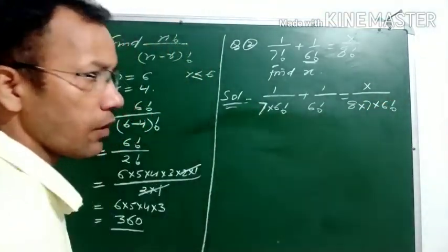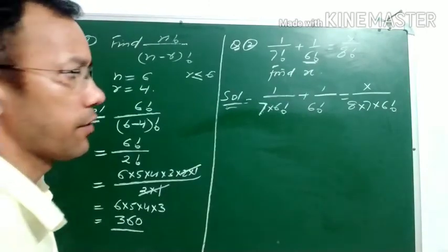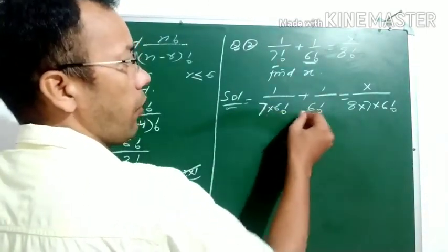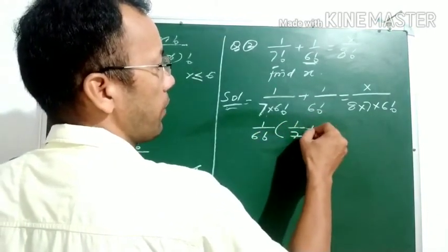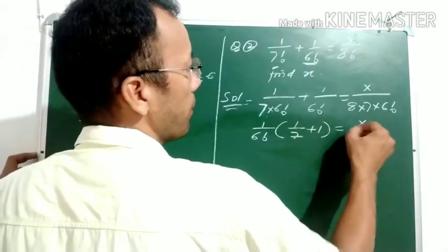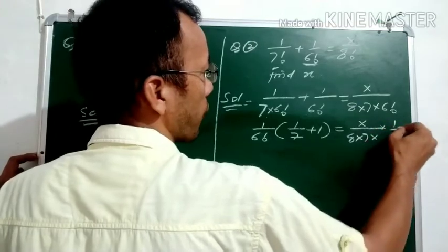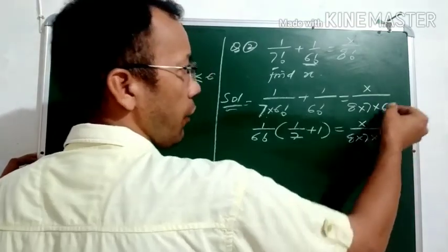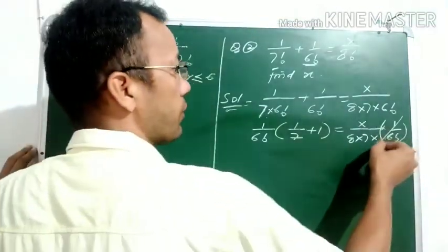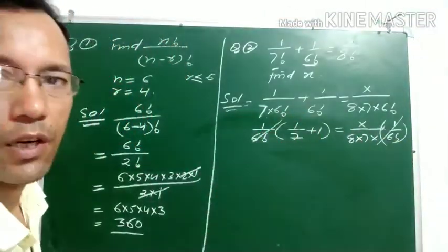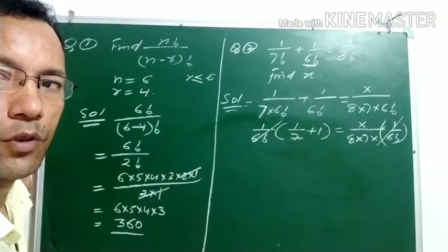Right? Now see, 6 factorial is common in all 3 denominators, and if I take 1 upon 6 factorial common, what we have is 1 upon 7 plus 1 is equal to x upon 8 into 7, into 1 upon 6 factorial. Both mean the same. You can cancel out this 6 factorial also if you understand this. 1 upon 6 factorial, 1 upon 6 factorial cancel out. Both are in multiplication, on LHS and RHS.